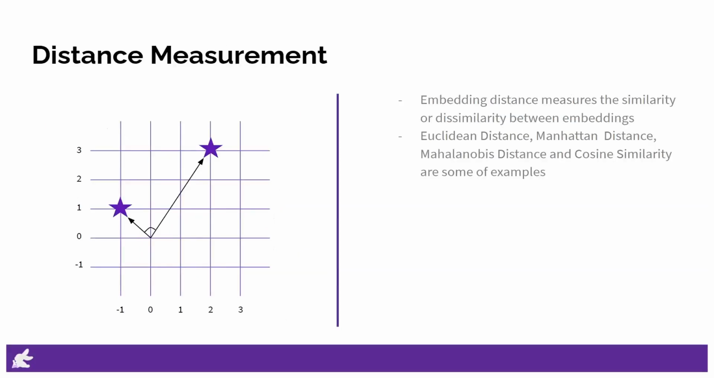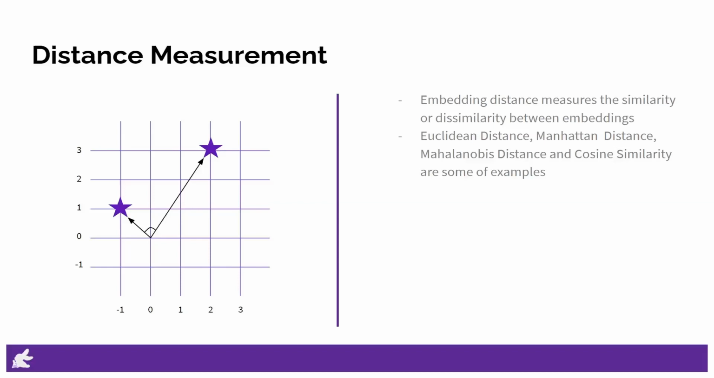Distance measurement plays a crucial role in quantifying the similarity or dissimilarity between words, sentences, or documents represented as embeddings. Embeddings are numerical representations of words or texts in a high-dimensional vector space, where similar words or texts are expected to have similar vector representations. We will cover some typical measurements such as Euclidean distance and cosine similarity.